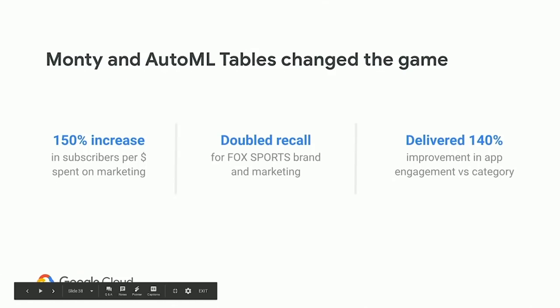At the close of the campaign, the impact of Tables was clear. So we saw a 150% improvement in marketing ROI, brand recall for Fox Sports doubled, and the Fox Cricket app delivered an increase of 140% compared to category competitors. So with a scorecard like that, you can be certain you haven't heard the last of Monty, and I'll hand you back to Chris. He'll be able to talk you through where we're going next.